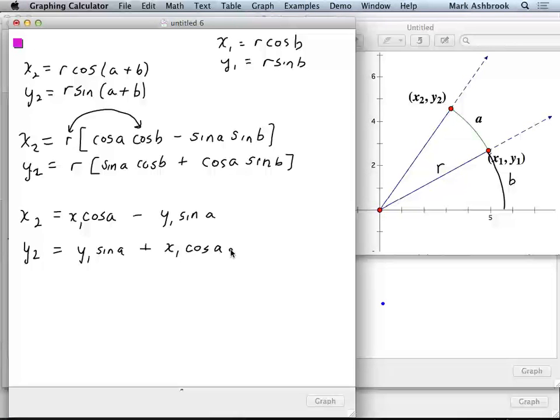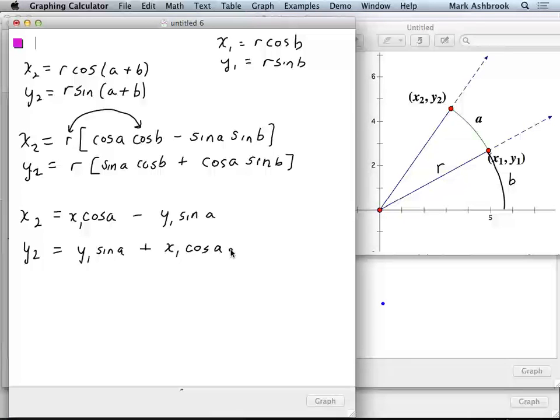We got x2 as a function of x1, y1, and A, and we got y2 as a function of x1, y1, and A. But what we can do now is group these together as a single entity. We want to put that together as a point, and same with our x1, y1. Okay, so this brings us to matrices.